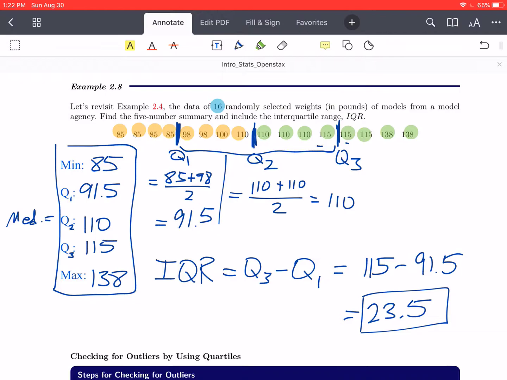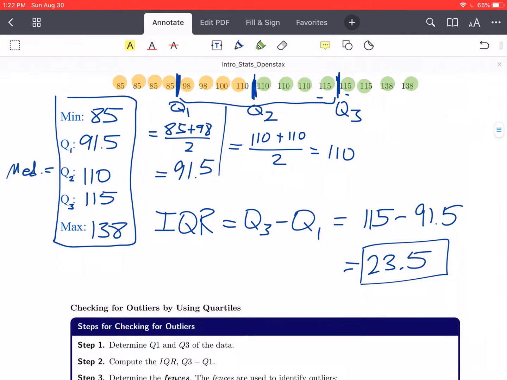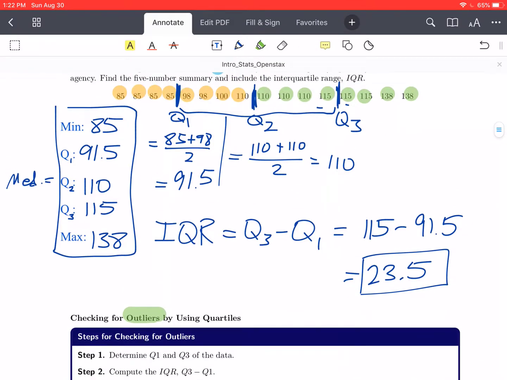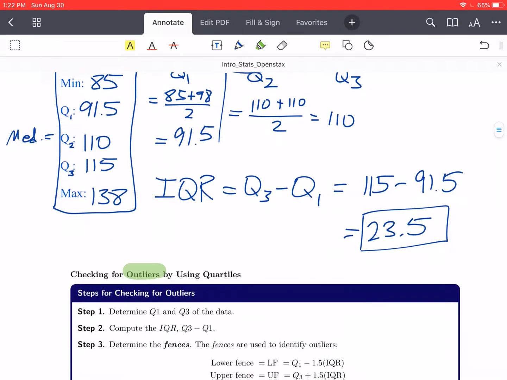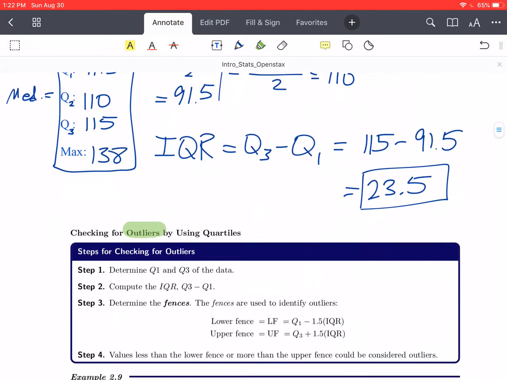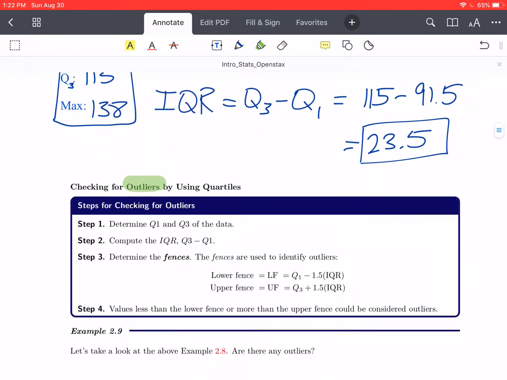Okay. Now, sometimes when we're dealing with data like this, you can get data points that are what we call outliers. So outliers are data points that are really far out there away from the data set that can start to skew our results. So we always want to check to see if there are any outliers in data sets so that we know, is there a data point that's really pulling my averages? Okay, so first we need to determine Q1 and Q3. Okay, find the IQR, that interquartile range, and then determine what we call the fences. So the lower fence and the upper fence are what we use to identify where the outliers would be.